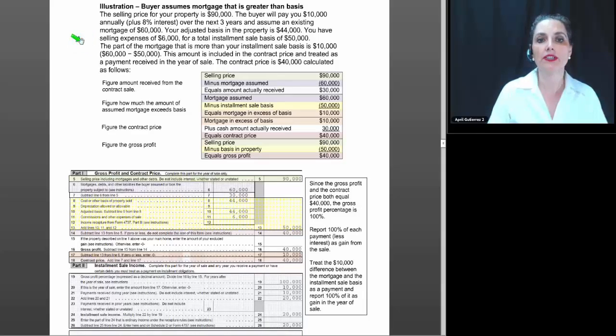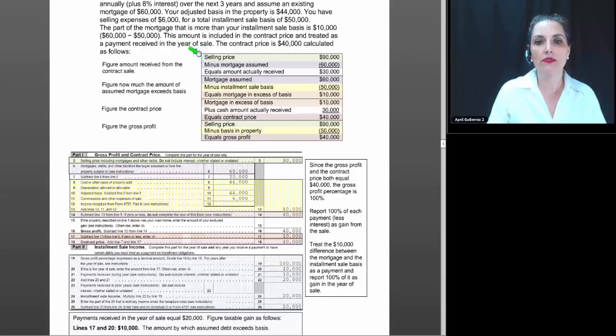The part of the mortgage that is more than your installment sale basis is $10,000. So the mortgage being assumed is $60,000, your installment sale basis is $50,000. The difference between those two numbers is $10,000. This amount is included in the contract price and is treated as a payment received in the year of sale. The contract price is $40,000, calculated as follows.